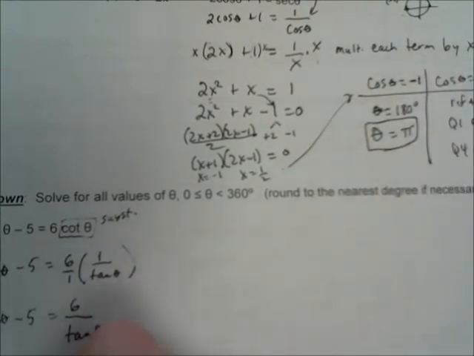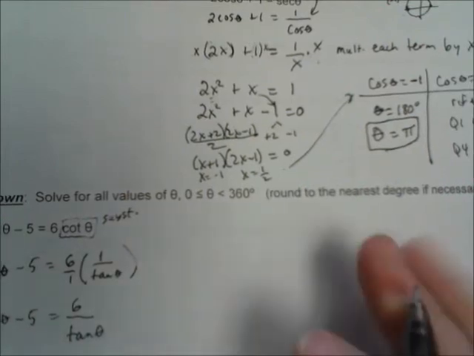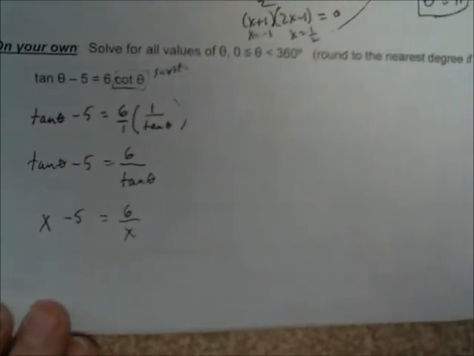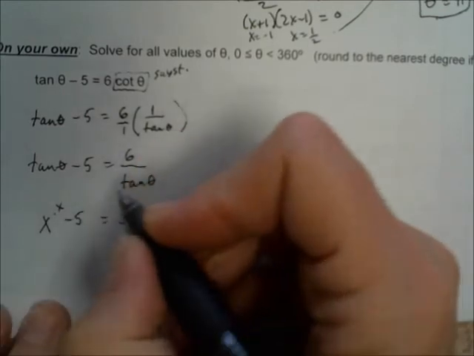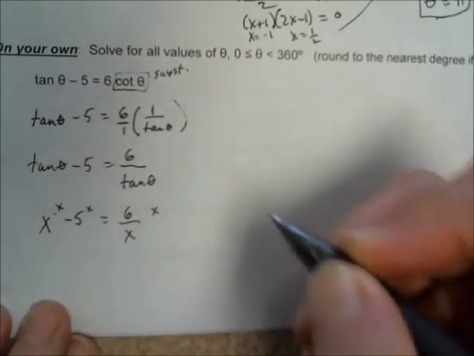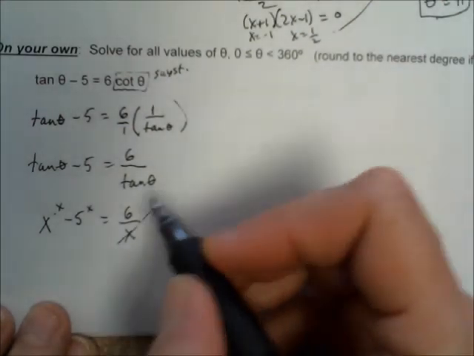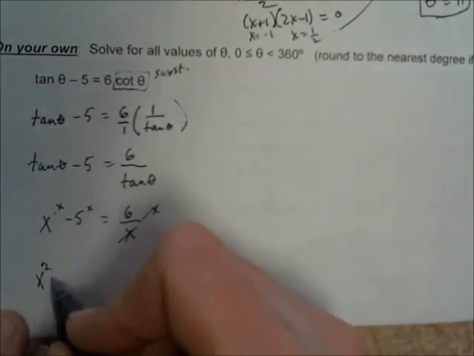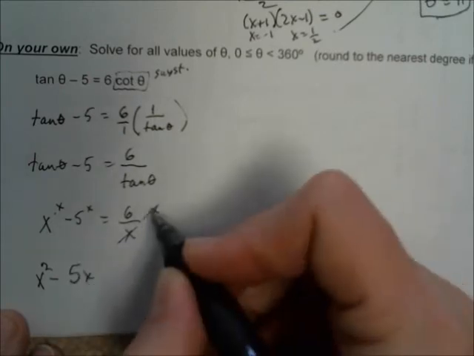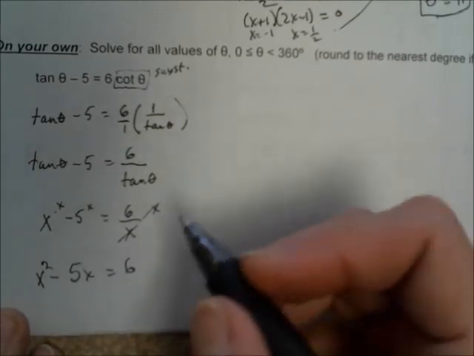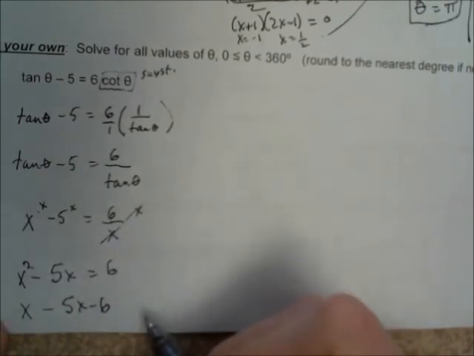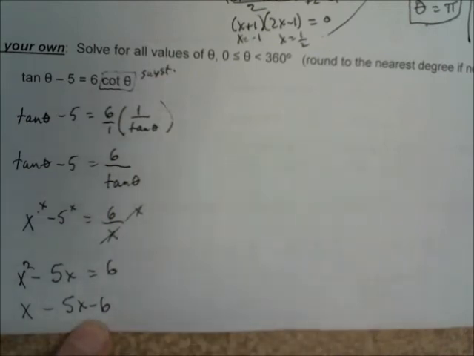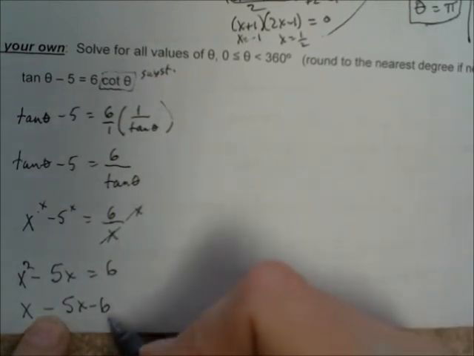And if you wanted to call this x, it's like x minus 5 is equal to 6 over x. You're going to multiply everything by x. So this gets multiplied by x, this gets multiplied by x, this gets multiplied by x, and that just cancels out the denominator. X times x is x squared, 5 times x is 5x, and the x is canceled out, so that's equal to 6. Then you subtract 6 from each side, and the factors of negative 6 that add up to negative 5 are minus 5 and plus 1.